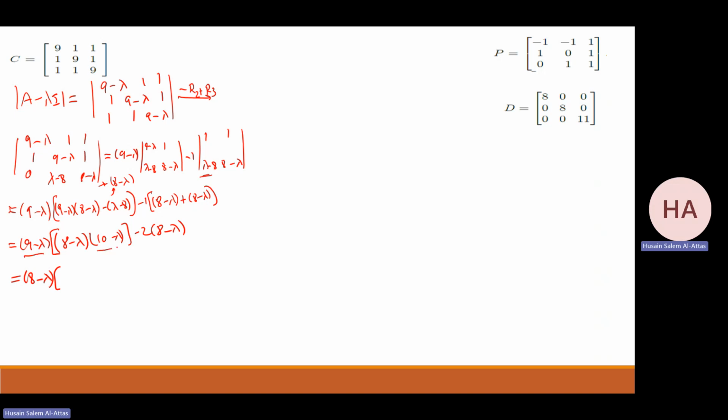Now I can take 8 - λ as a common factor. If I multiply this by this, let me do it. I have λ² minus 10λ minus 9λ, that's -19λ, plus 90 minus 2. That will give me 8 - λ times λ² - 19λ + 88. 88 is 8 × 11, and this is 19, that's good. So I have 8 - λ, λ - 8, λ - 11 equals 0. So the lambdas will be what? 8, 8, 11. These are the diagonal entries.